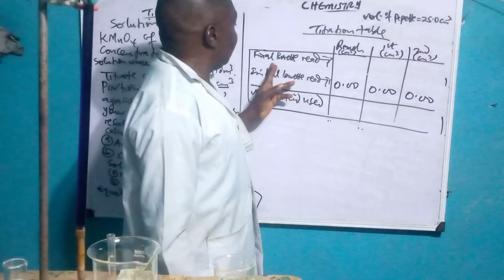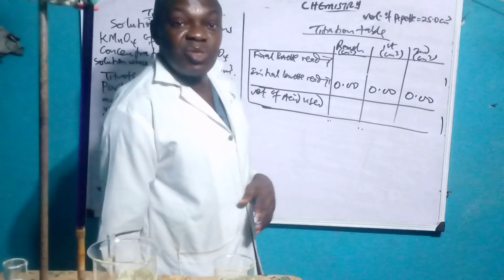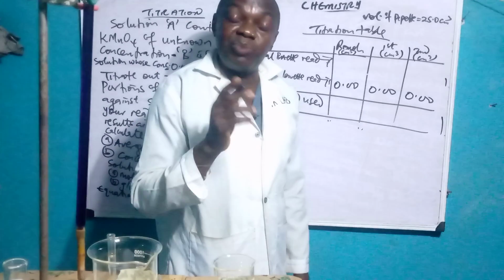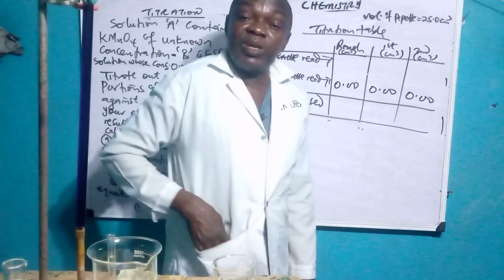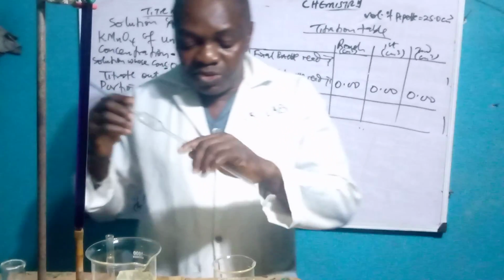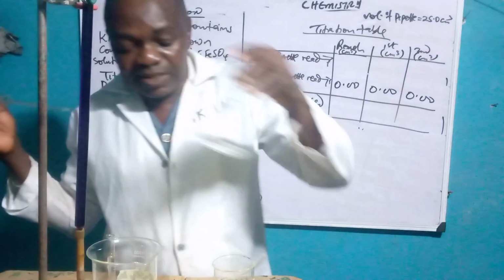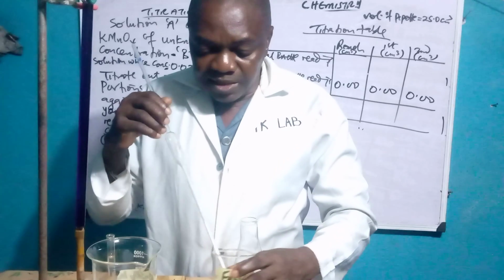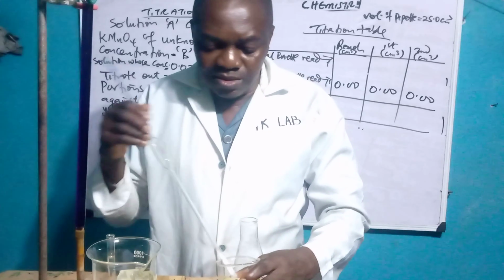Then you have this final burette reading. Remember, it must be 2 decimal places. On no condition must you put it to 1 decimal place. With 1 decimal place, they deduct your mark. So let's go with titration. As we progress, we'll be explaining more. So this is our conical flask. Let's titrate it. Let's measure it out.